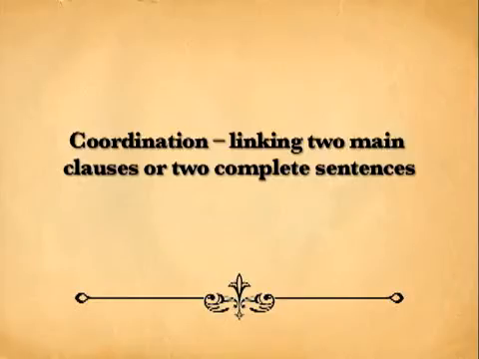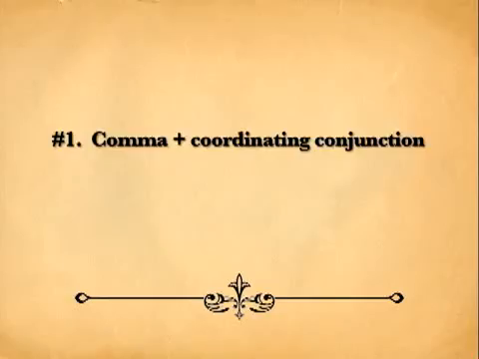Coordination, or coordinating two main clauses, is linking them together, joining two complete sentences, and they'll still remain complete sentences. And there are 4 ways to do this. Notice that putting a period in isn't one of them because that just leaves you with 2 separate sentences that aren't coordinated or combined. Again, there are 4 ways to coordinate 2 independent clauses. The first is using a comma and a coordinating conjunction.